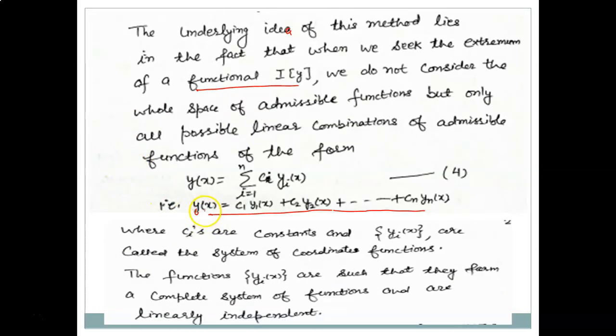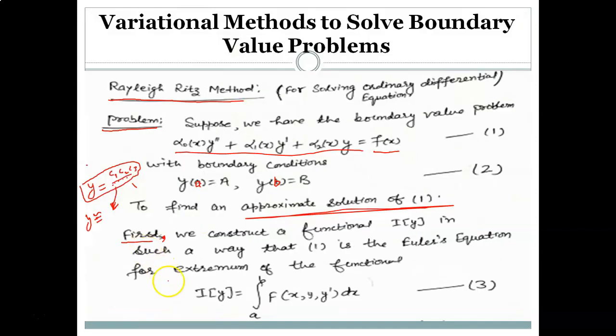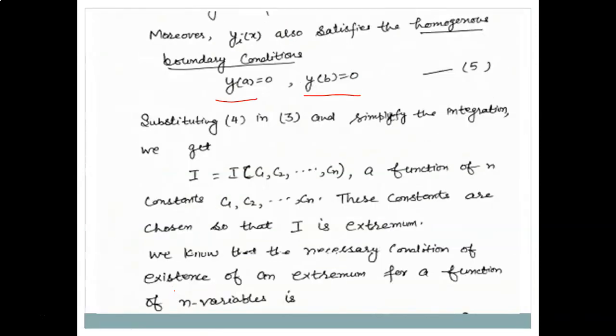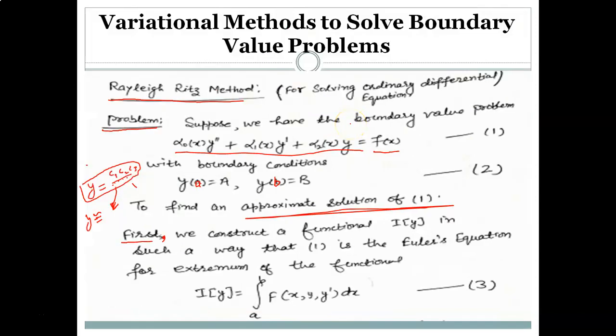Now substituting 4 in 3, 4 means this choice function. From here you get y(x) and you differentiate it, you get y dash x, and whatever the values of y(x) and y dash x come out, you should substitute them in the functional which you have constructed. After substituting the values here, definitely you are going to solve the integral, this part.